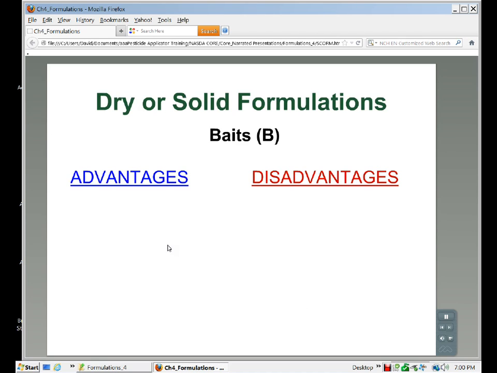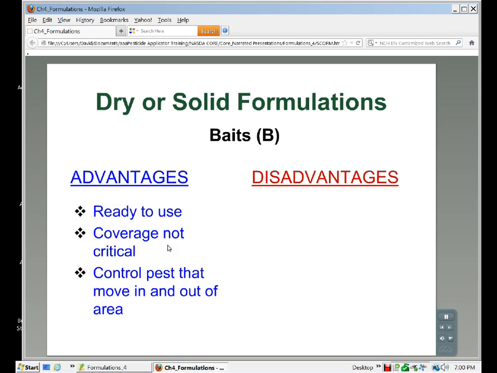Baits are typically purchased ready to use. Coverage isn't critical, but where you place them is. Baits can be effective in controlling pests that move in and out of the area where the baits are placed. Some of the new liquid baits are highly successful in areas where water is limited or where other bait materials have failed. Be very careful with placement of baits because they are magnets for children.